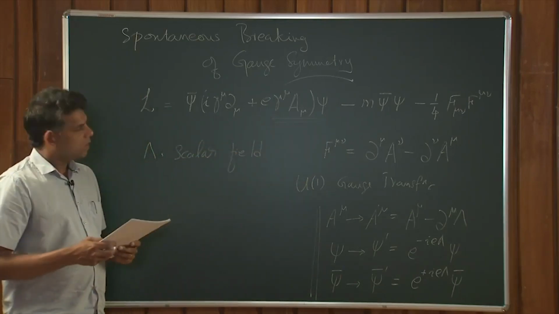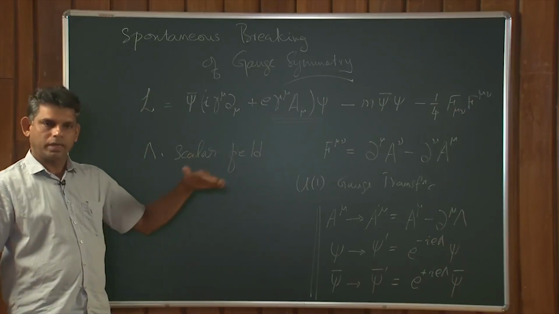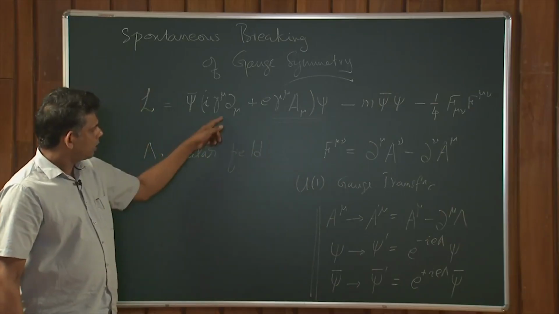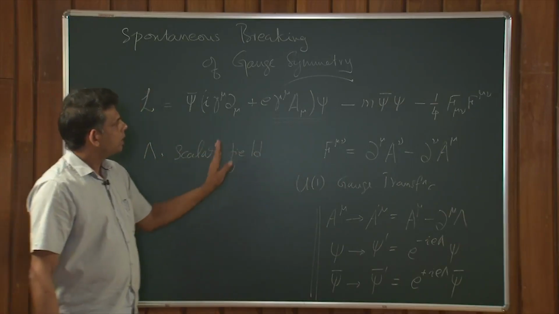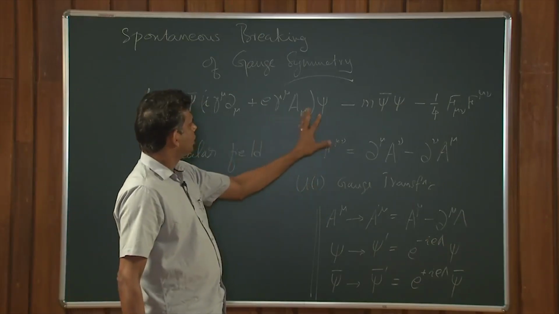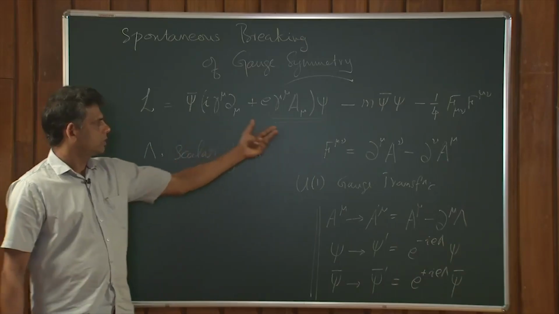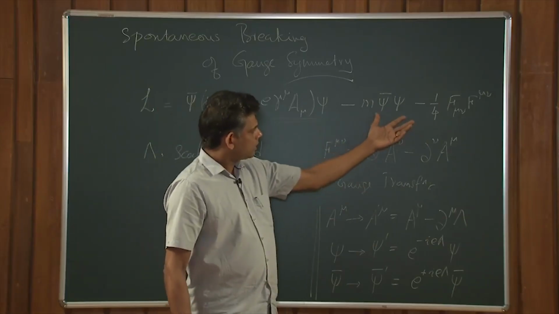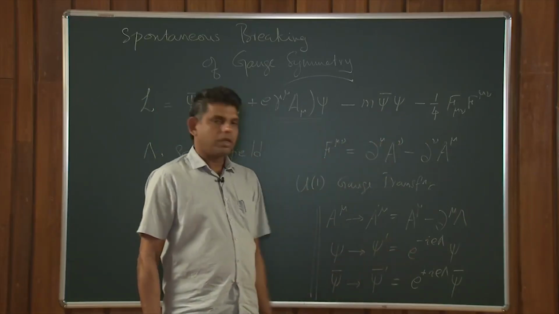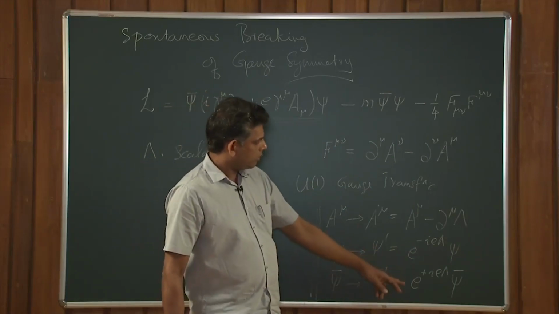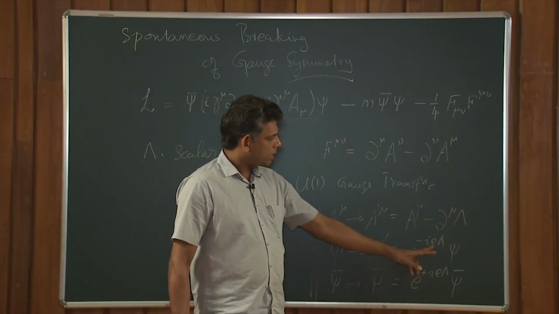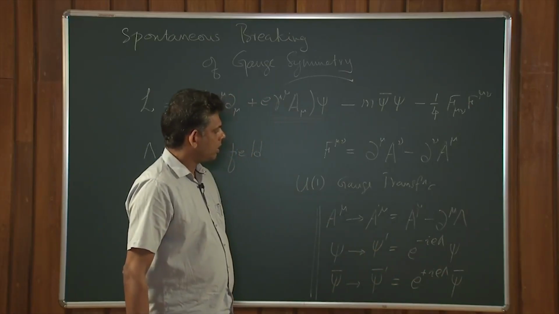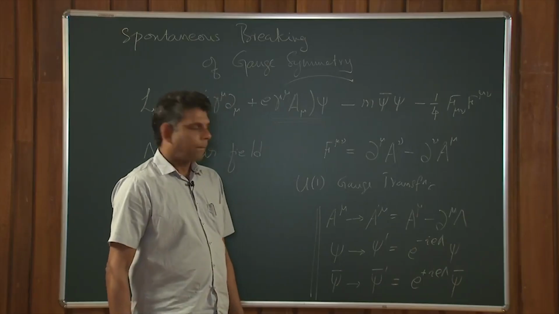We won't go into the details, but we had done it earlier, and you can check explicitly, putting all these things here, taking the derivatives appropriately, that the first term is invariant under the transformation given here. Psi bar psi is trivially invariant under this transformation, because you have an exponential minus i e lambda coming from psi and then plus i e lambda coming from psi bar, and they will balance each other.